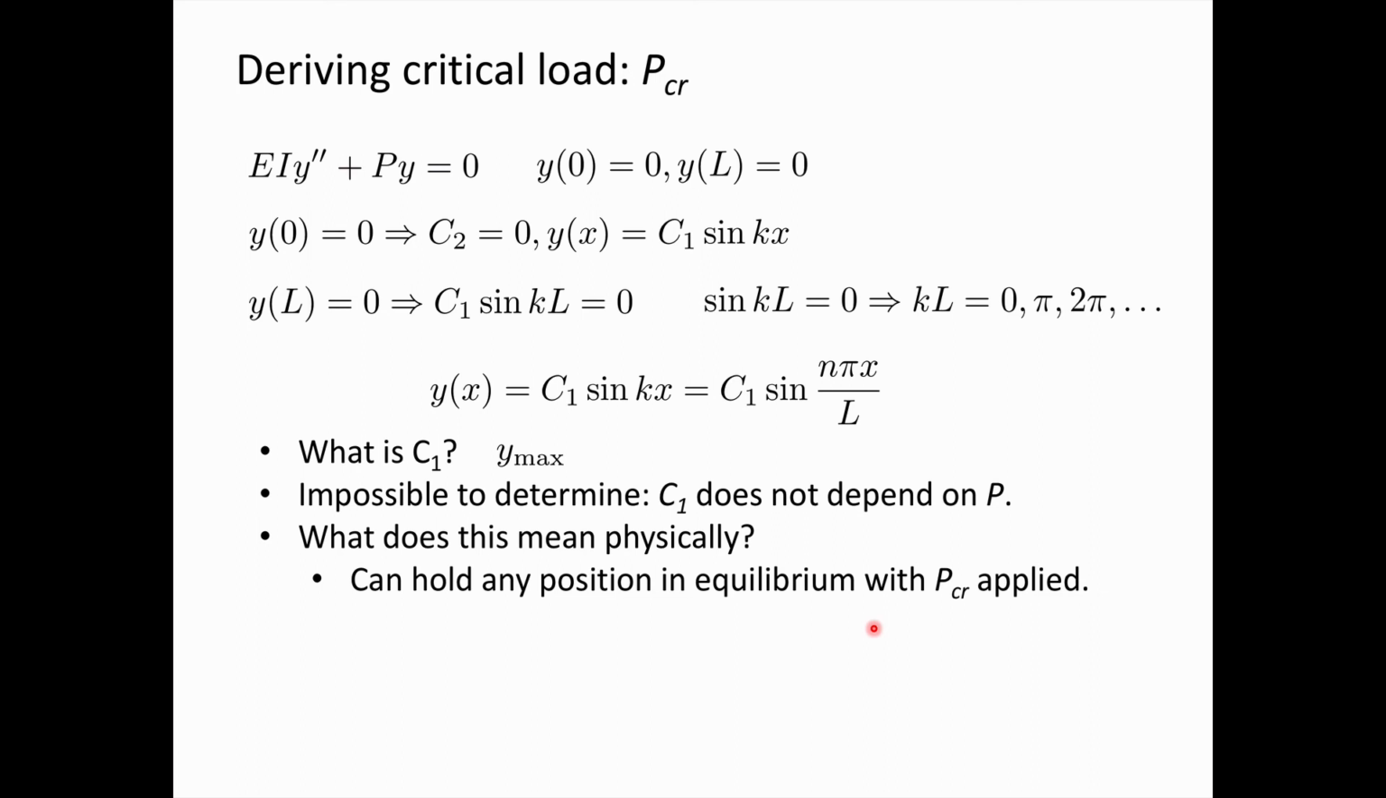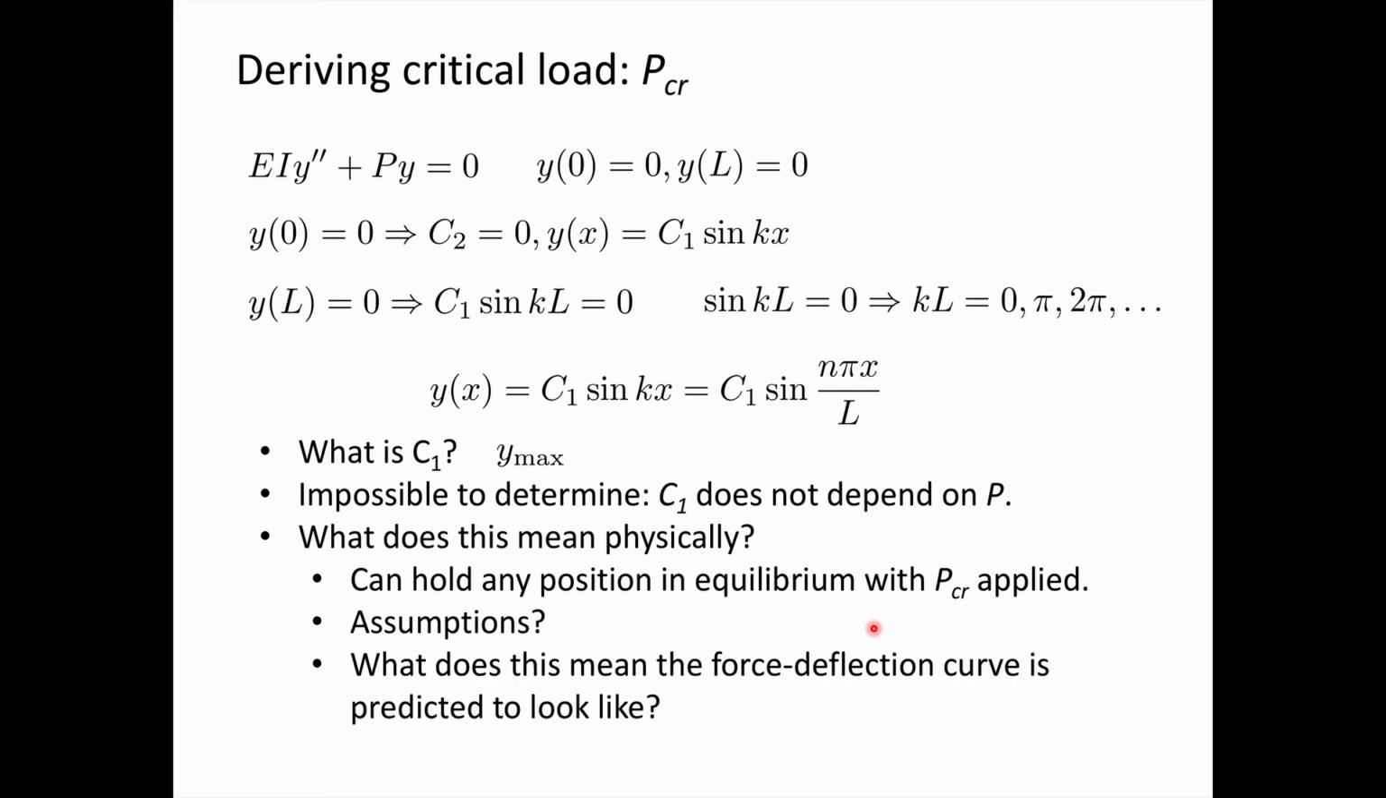Later on, we are going to go through more sophisticated models where we're going to quantify more precisely what's going on with the large deflections. So we need to think about what the assumptions are here. We assume small deflections. So this bullet point, we can hold any position in equilibrium when we apply the critical load, really only applies when the deflections are relatively small, because that is what we assumed when we derived this formula.